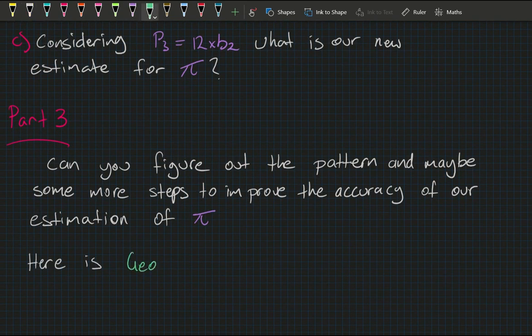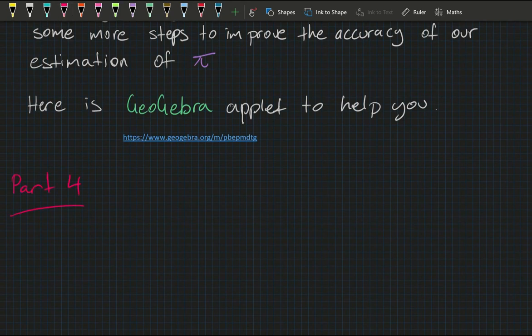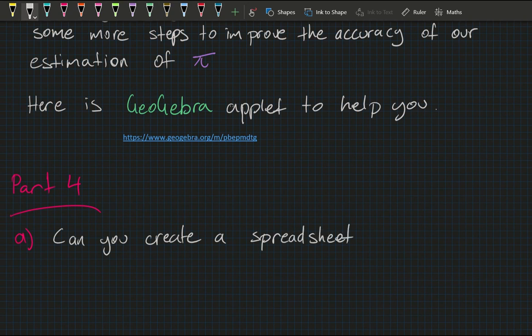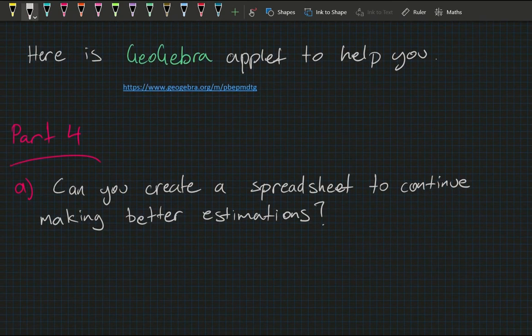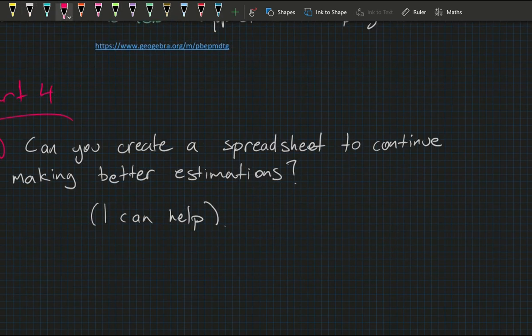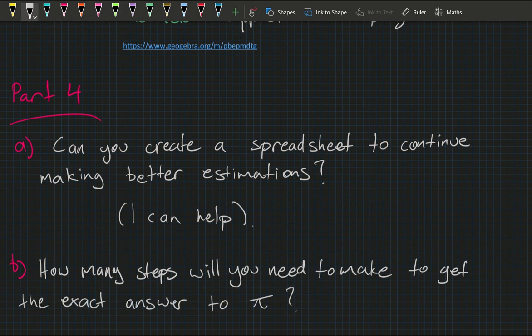And here is that GeoGebra applet I used in the last class that could potentially help you. I'll make sure I paste a link to that in the video description as well, but obviously it's here on the OneNote page. And finally, let's look at part 4. And A in part 4 is, can you create a spreadsheet to continue making better estimations? I realize a lot of you won't have a lot of experience with spreadsheets, so if you want, I'm definitely open to helping you with this. And finally, how many steps will you need to make to get the exact answer to pi?